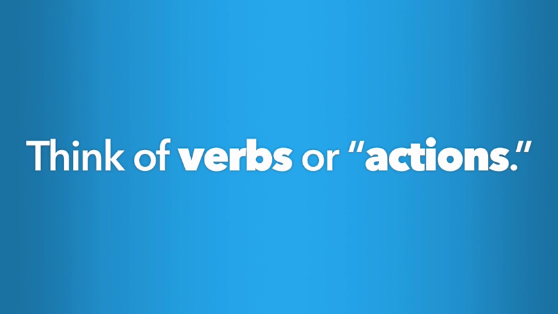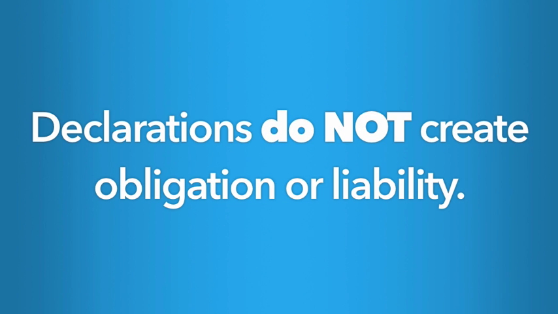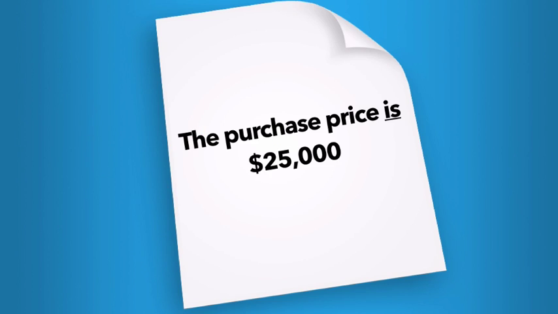They are declarations. A declaration sets policy for the contractual relationship. For example, a drafter could use a declaration to define a term, or say to provide that New York law governs this agreement. A declaration does not create any obligation or liability. A declaration is signaled by the present tense of the verb. "The purchase price is $25,000" is an example of a declaration. Now note that it does not obligate the purchaser to pay the purchase price.